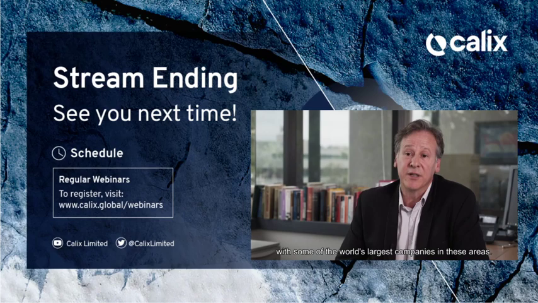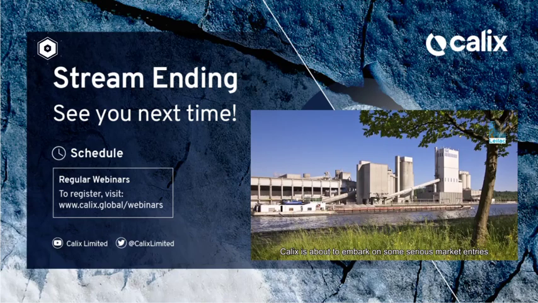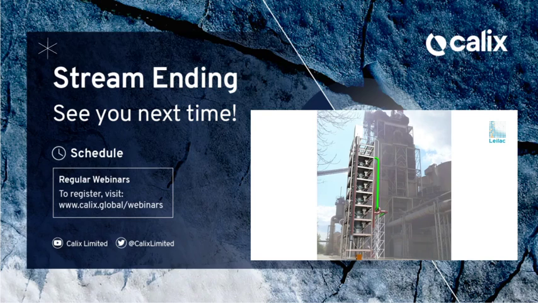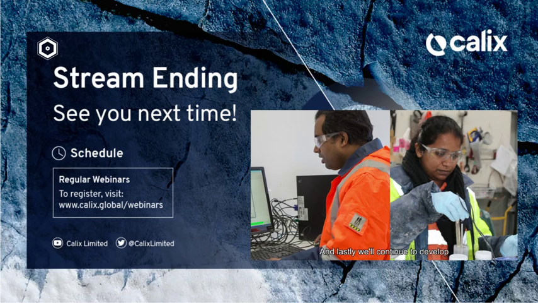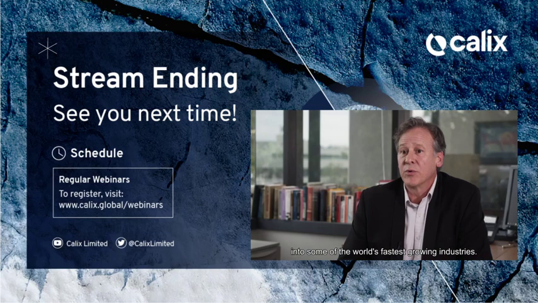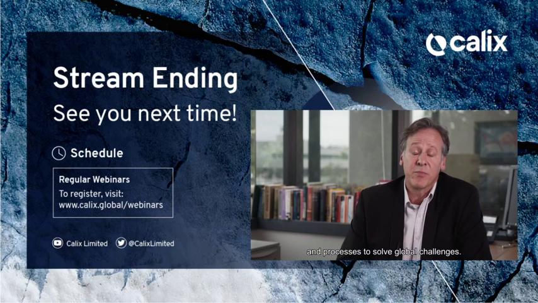Having proven its commercial products and business models, Calix is about to embark on some serious market entries into the US, Europe and Asia to grow its revenues and margins. We will also continue to develop our pre-commercial products into fully fledged commercial products and processes through both direct and distribution sales and licensing strategies. And lastly, we'll continue to develop the multitude of high potential R&D applications into some of the world's fastest growing industries. Calix really is all about creating new materials and processes to solve global challenges.